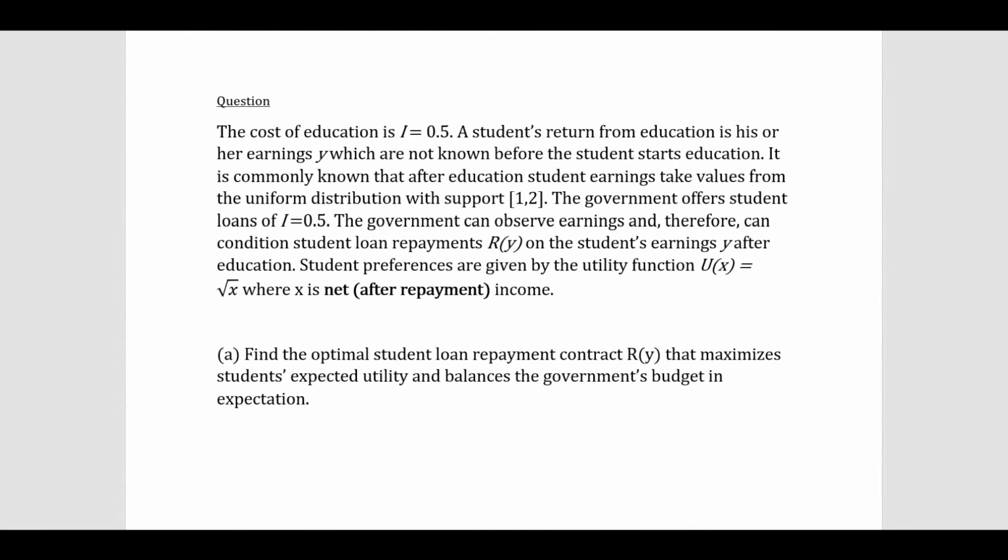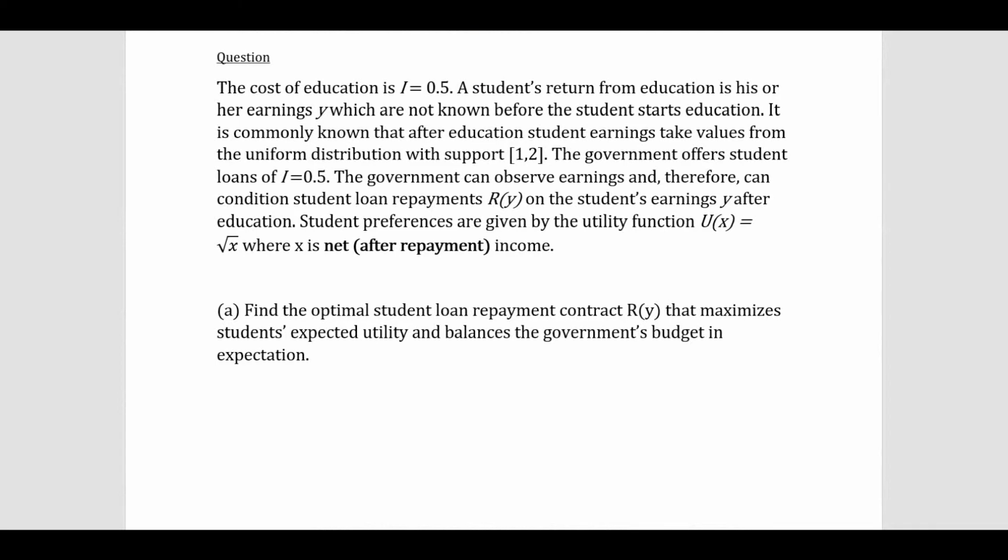So the cost of education is I equals 0.5. So the investment you would have to put in is 0.5. Obviously, it's been scaled in some way to make the numbers easier. A student's return from education is his or her earnings Y, which are not known before the student starts education. It's commonly known that after education, student earnings take values from the uniform distribution with support 1, 2. When it says support there, it basically means that we're going from 1 to 2. So the x values are going to be between 1 and 2, and the y value is going to be some constant, but I wouldn't worry too much about that.